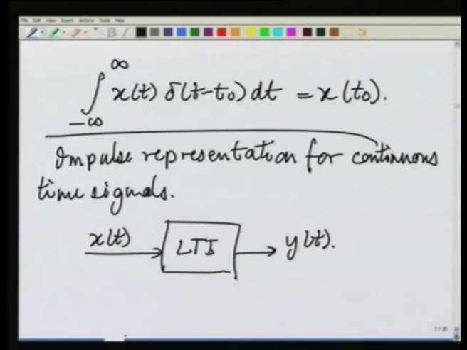And as we said, we will follow the same steps as we did last time. The first step is to see how to make use of the impulse representation. The impulse representation has to be made use of to obtain the same result that we got earlier for convolution.